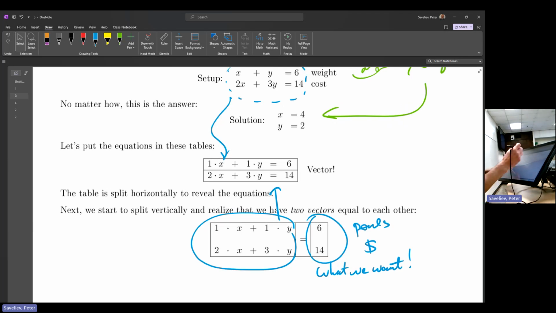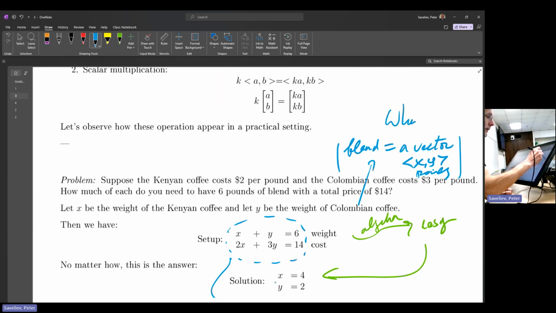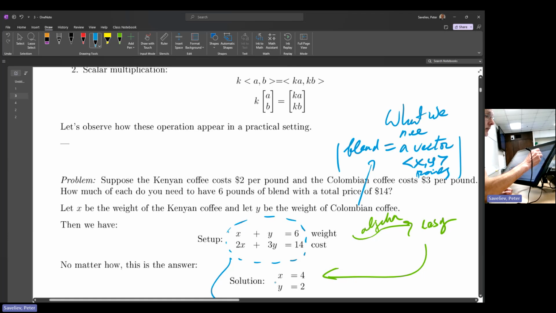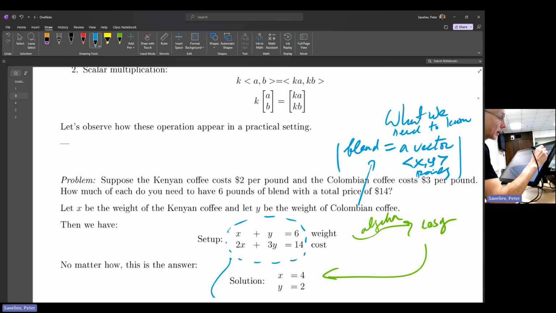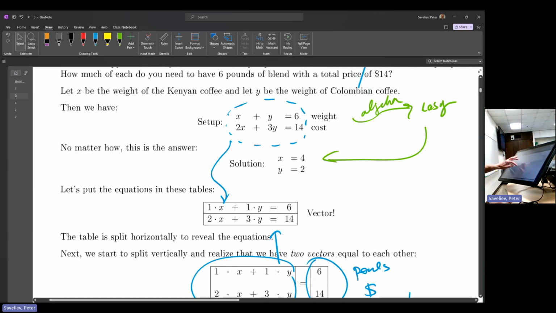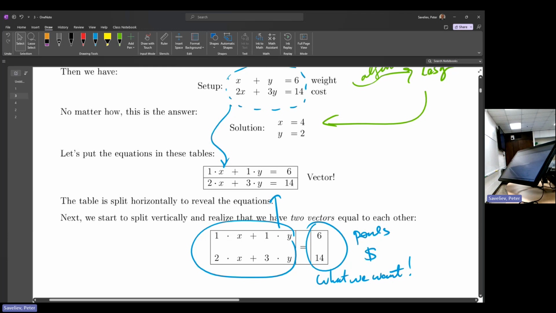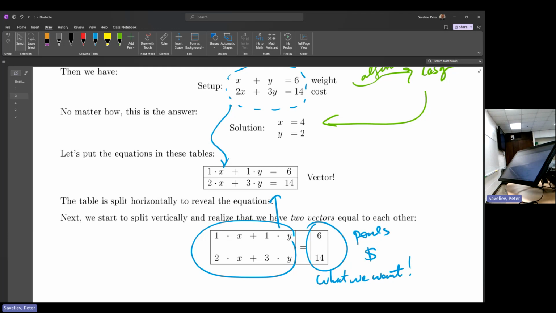So x, y is then what we need to know to produce the result. The result required is 6 and 14, so your boss comes to you and tells you, we want 6 pounds of the mixture, costing $14. So that's at the end of this computation on the left, which the end result should be 6, 14, and so we're working backwards from 6, 14, we're supposed to find x and y.